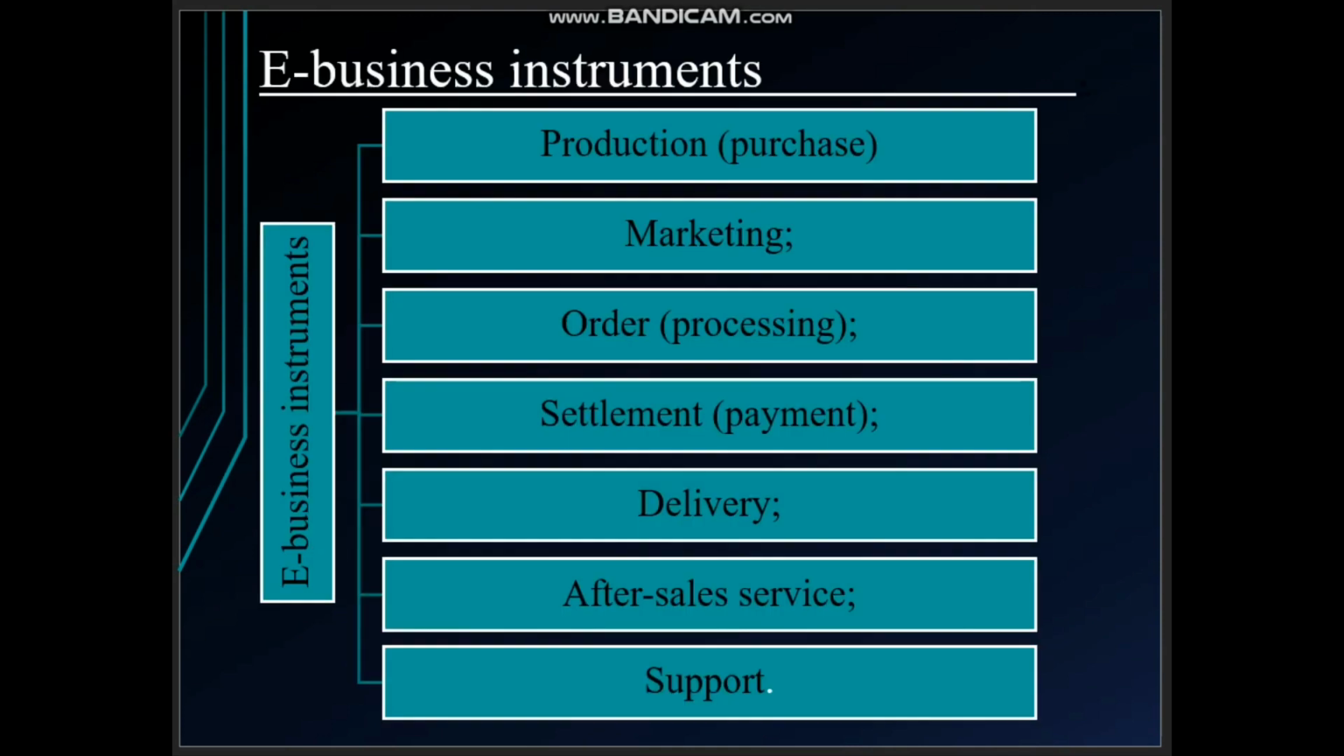Next is e-business instruments. Nowadays we've got seven main instruments. They are production, purchase, marketing, order processing, settlement or payments, delivery, and after-sales services and support. These are the main instruments of e-business.